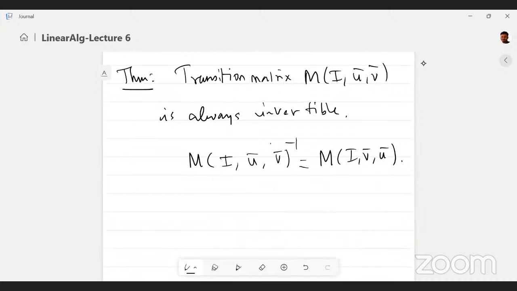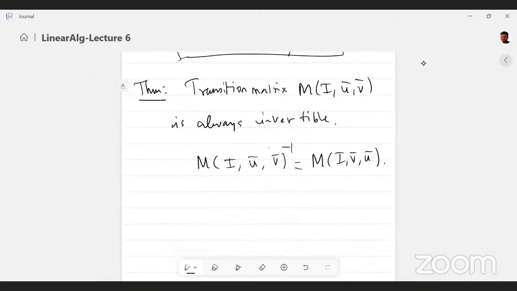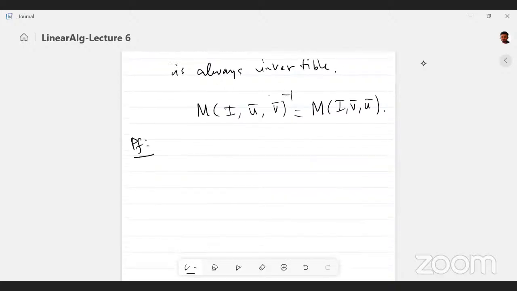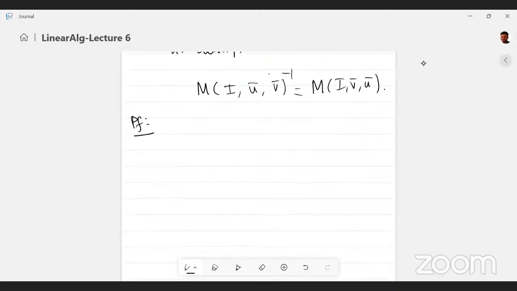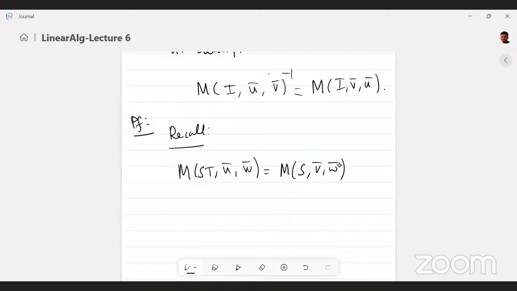Okay, so let's prove this. This again just follows from the identity that we wrote. So recall this identity. So here is the proof. This is very simple from that matrix multiplication identity. So recall how we wrote: if you have M of S, T, U bar, V bar, sorry, W bar, that is equal to M of S, V bar, W bar times M of T, U bar, V bar. So this is something we know.